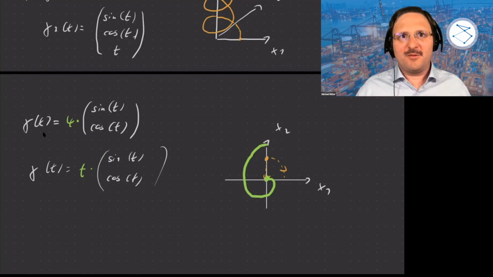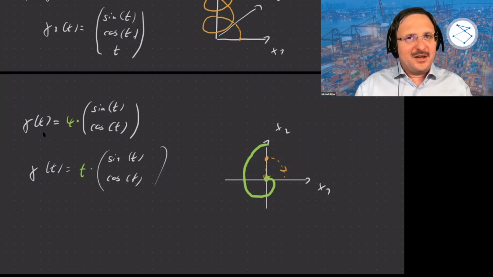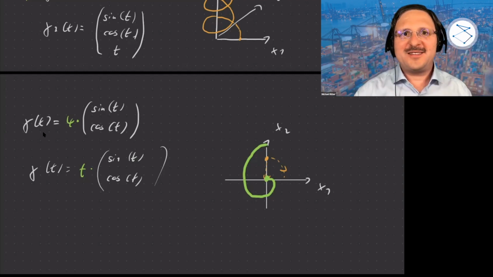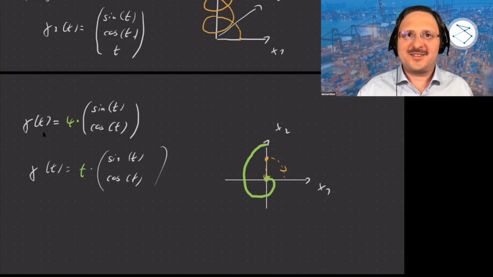And of course, you can make all different kinds of more or less interesting spirals, and you can increase, decrease, vary the radius as you like as you move along that circle. That's where things start to get interesting.